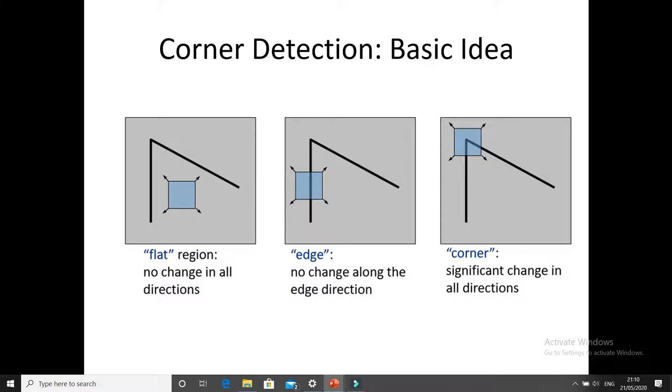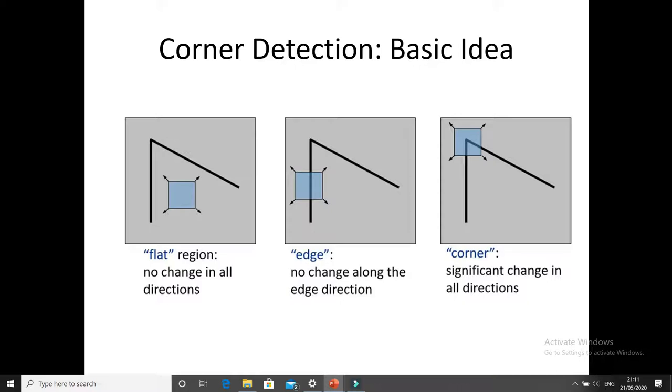Now we will see the last image. We see here the image of a corner. In this case we have a gradient in more than one direction. No matter how we translate that square or window, the pattern underneath the square will change. We can see significant changes in all directions.